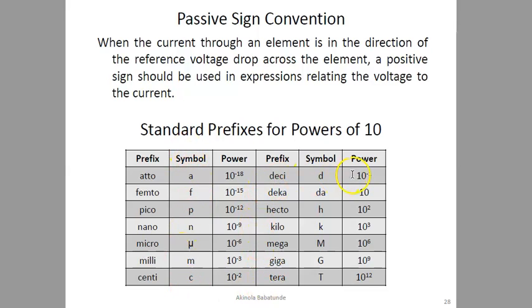It goes all the way from 10 raised to the power minus 1 and up to 10 raised to the power 12. 10 raised to the power 12 can be represented with prefix tera, and the symbol is T. And then giga is represented with the symbol G, which is 10 raised to the power 9. All right, and then there is 10 raised to the power minus 1, which is deci, represented with the symbol D. The prefix is deci. All right, please pay attention to this too.